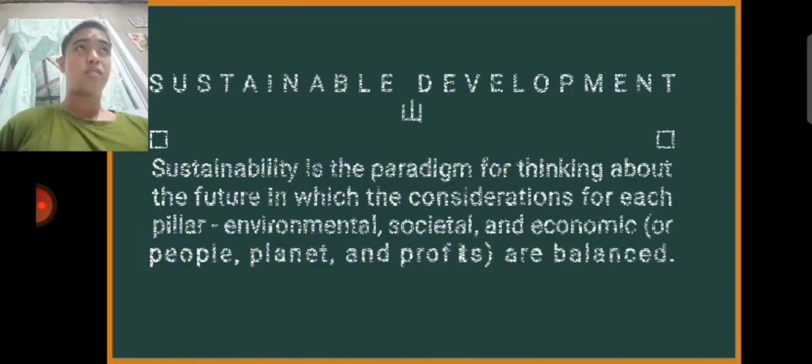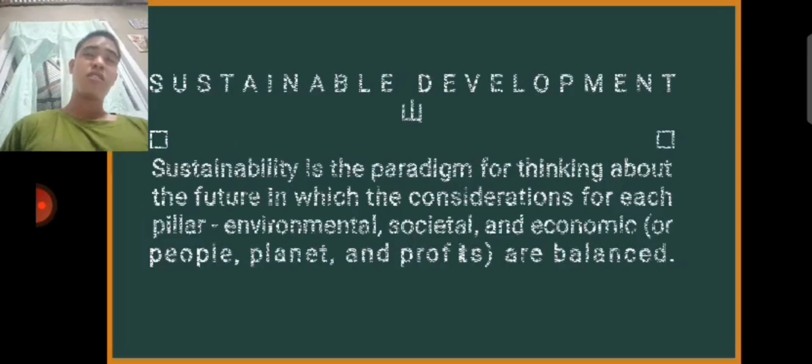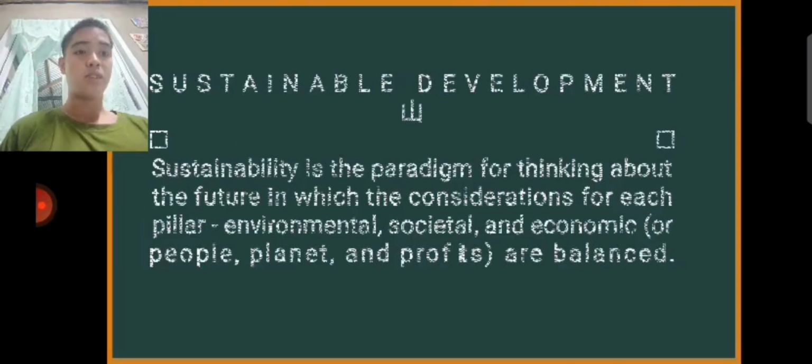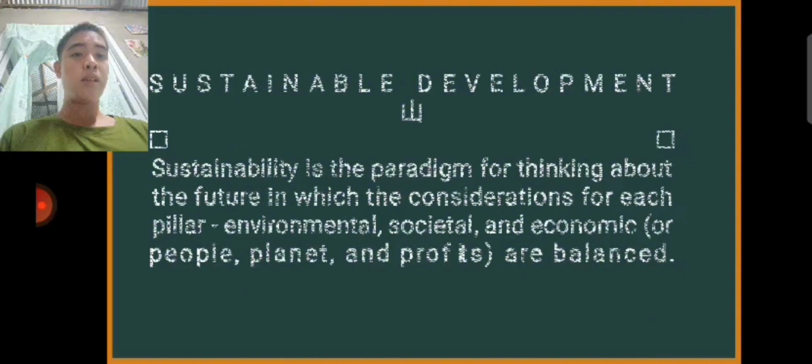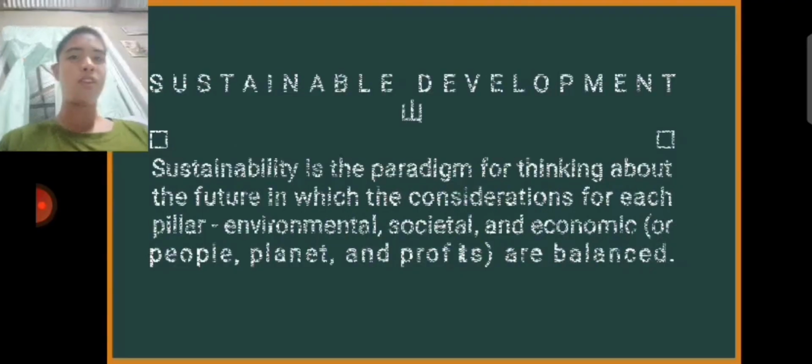Then we have societal. Our society is ever expanding and ever progressing. Then we have economic. Of course, economic is very important, since this is the base that dictates a country's progress, whether a country is developed or robust. So in sustainable development, these things need to be balanced in the future and even in the present.